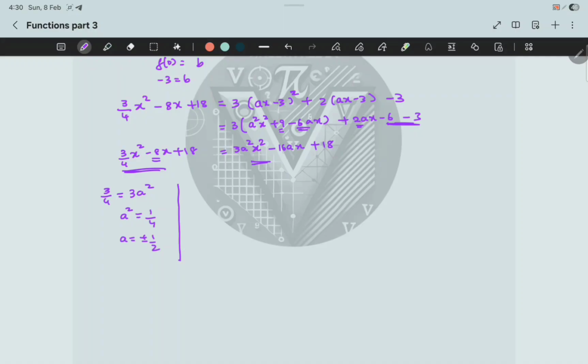But it should also satisfy the second term. So the second term is minus 8 equals minus 16a, right? Comparing the coefficient of x on both sides, a is equal to minus 8 by minus 16, which is 1 by 2. That means the value of a is 1 by 2, right? The value of a is 1 by 2.